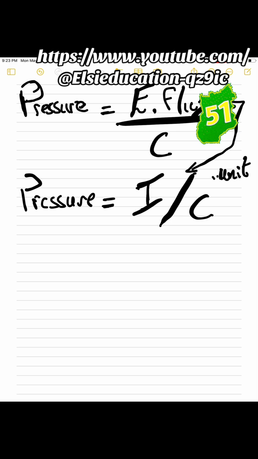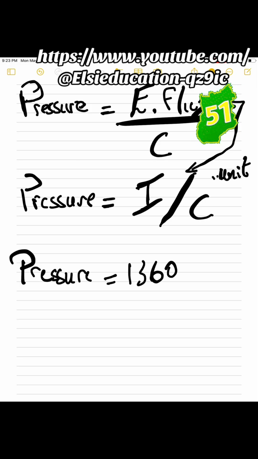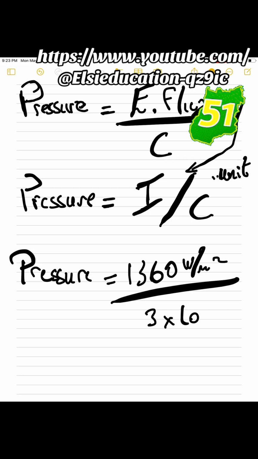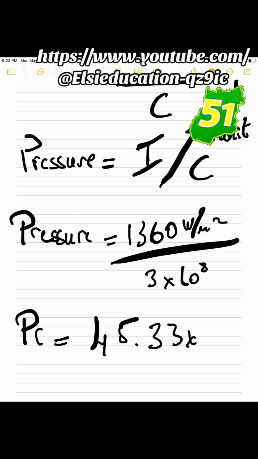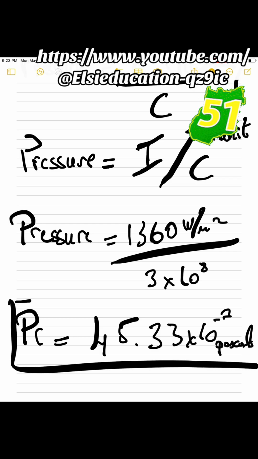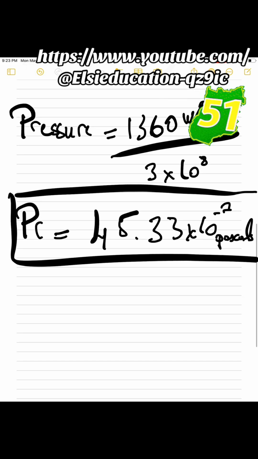But anyways, the pressure is equal to 1360 watt per meter square divided by the speed of light. Okay, so that pressure is equal to 4.533 multiplied by 10 to the minus 6 pascals. The first step is to find the pressure.